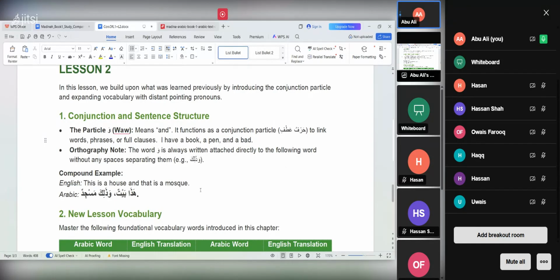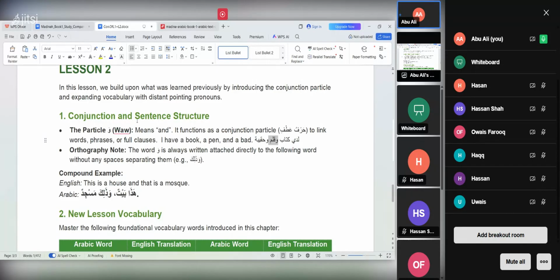When you try to do polemics and you try to one up your opponent, you'll look wrong if you would just say لدي كتاب قلم حقيبة. Okay, he will make fun of you. What you have to do is لدي كتاب وقلم وحقيبة. You see, we use the wow.